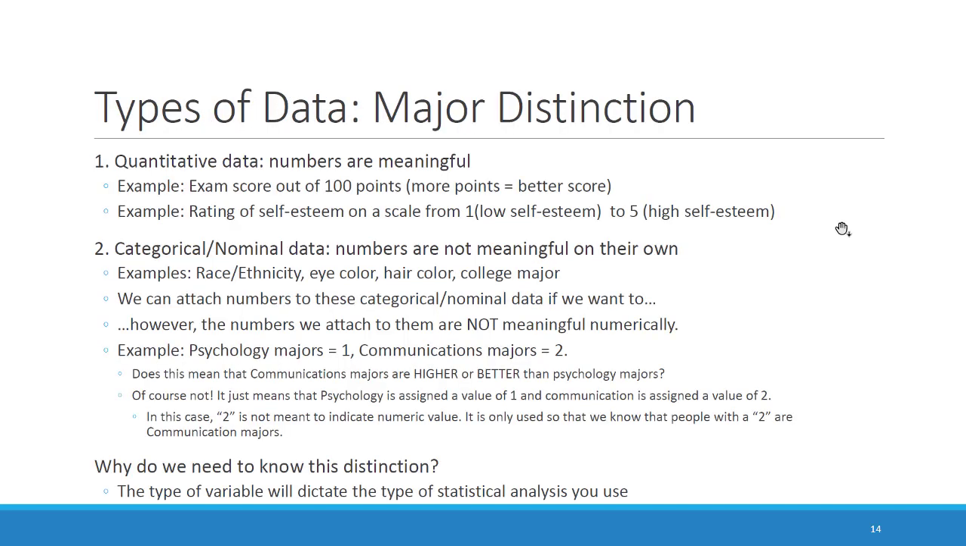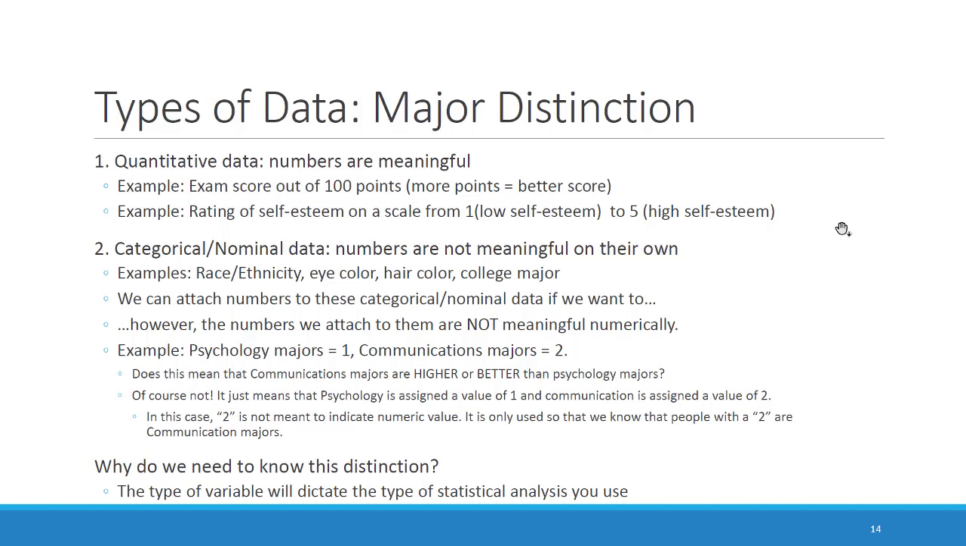Next, we will talk about types of data and a major distinction that's going to be very important for you to keep in mind with data going forward in this class. The first type of data is quantitative data. And in quantitative data, the numbers are meaningful.